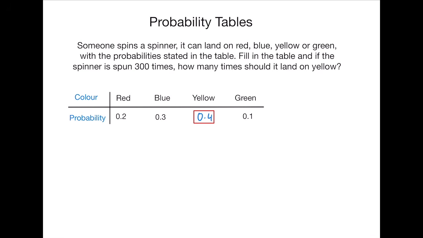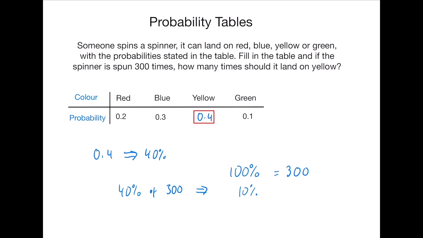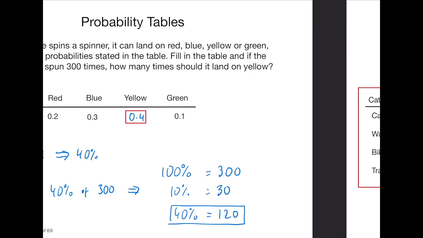We know that the probability of getting yellow is 0.4. Or, if we were to convert that, that would be 40%. So, 40% of the time, it lands on yellow. So if we can work out 40% of 300, there is our answer. The easiest way to do these, as we've seen before, 100% equals 300, so 10% equals 30, and then multiplying that by 4 is going to be 120, and that is going to be our answer.